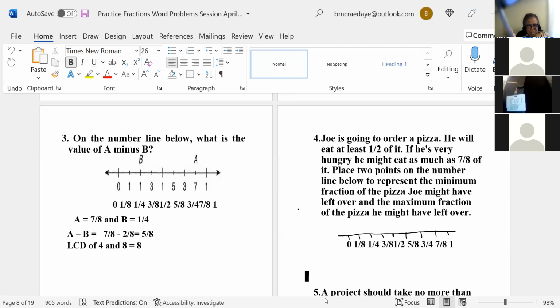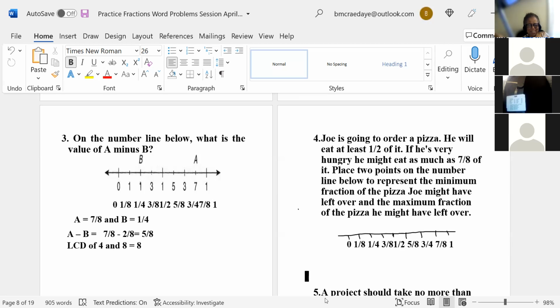If he ate as much as 7/8, he'd only have 1/8 left. That's the minimum. Now, if he would eat at least half of it, what's the max he would have left over? Think whole pizza. Eat half of it. How much is left? Half.